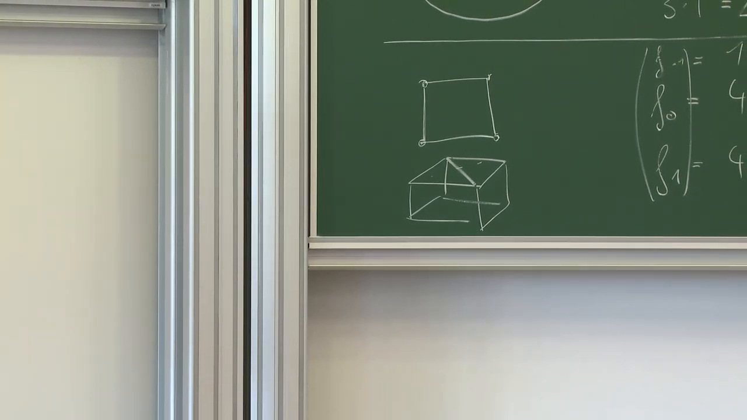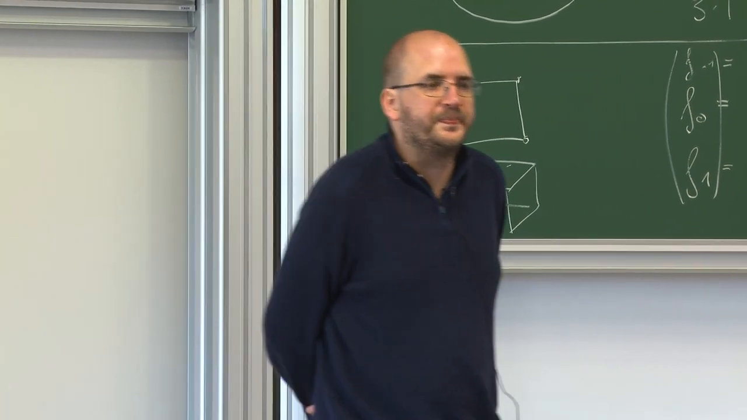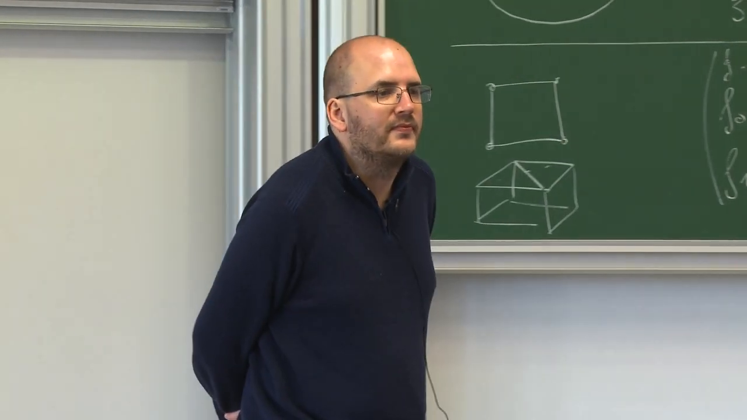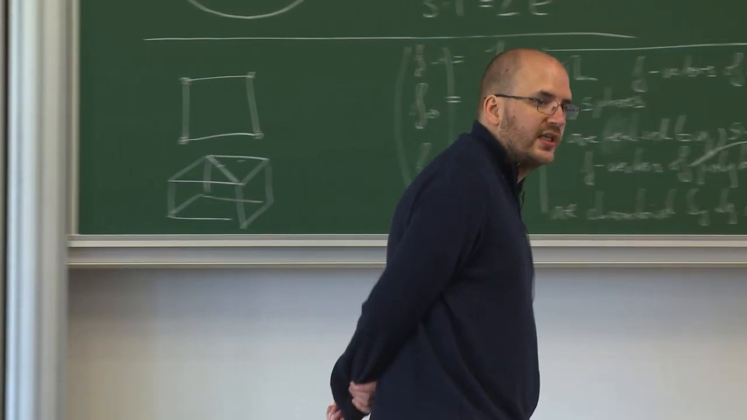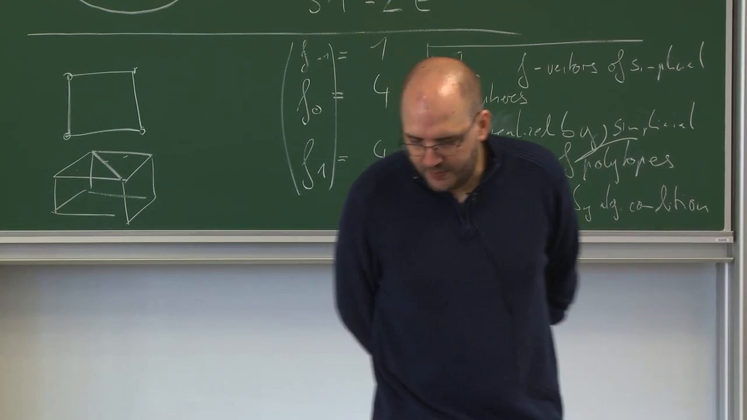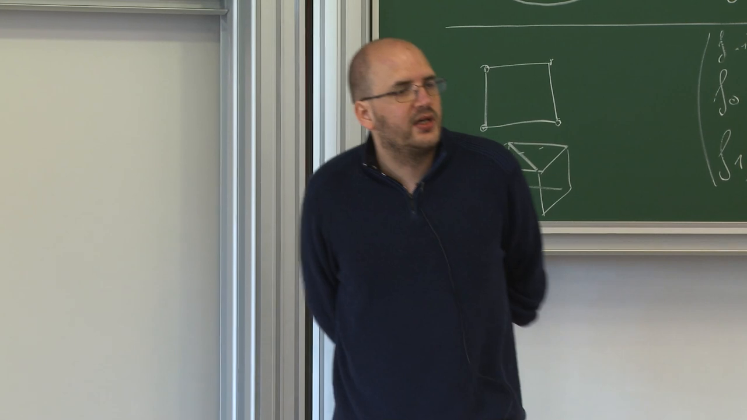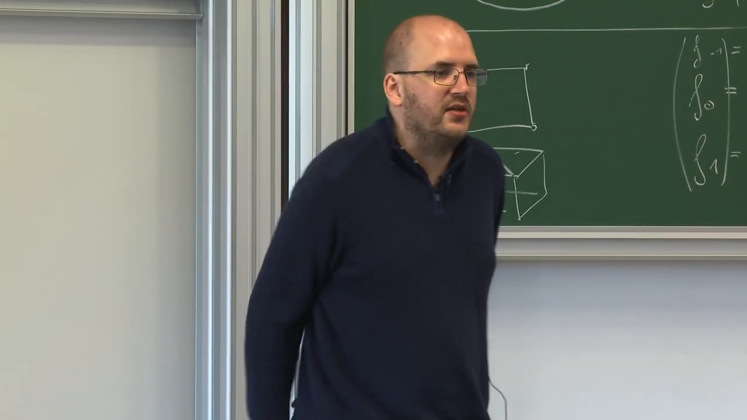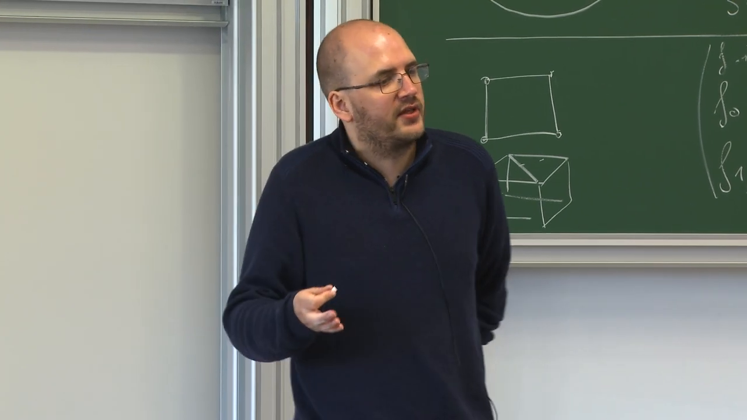So when you say this, you mean that you consider the boundary of the polytope as a sphere? Yes. And this is the same face vector as your original situation? Yes. And it doesn't matter which simplicial sphere you start with? It doesn't matter. If you have a simplicial sphere of dimension d minus 1, you find a polytope of dimension d, so that the sphere is again of dimension d minus 1, such that the face vectors are the same.